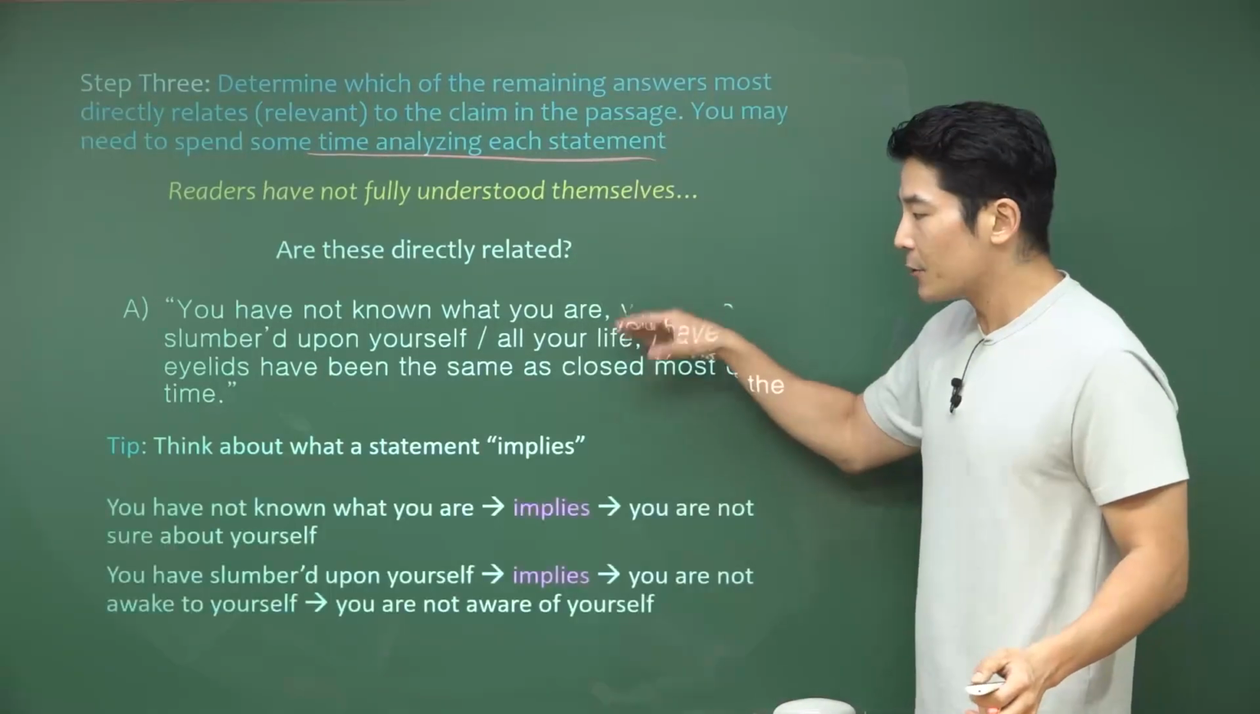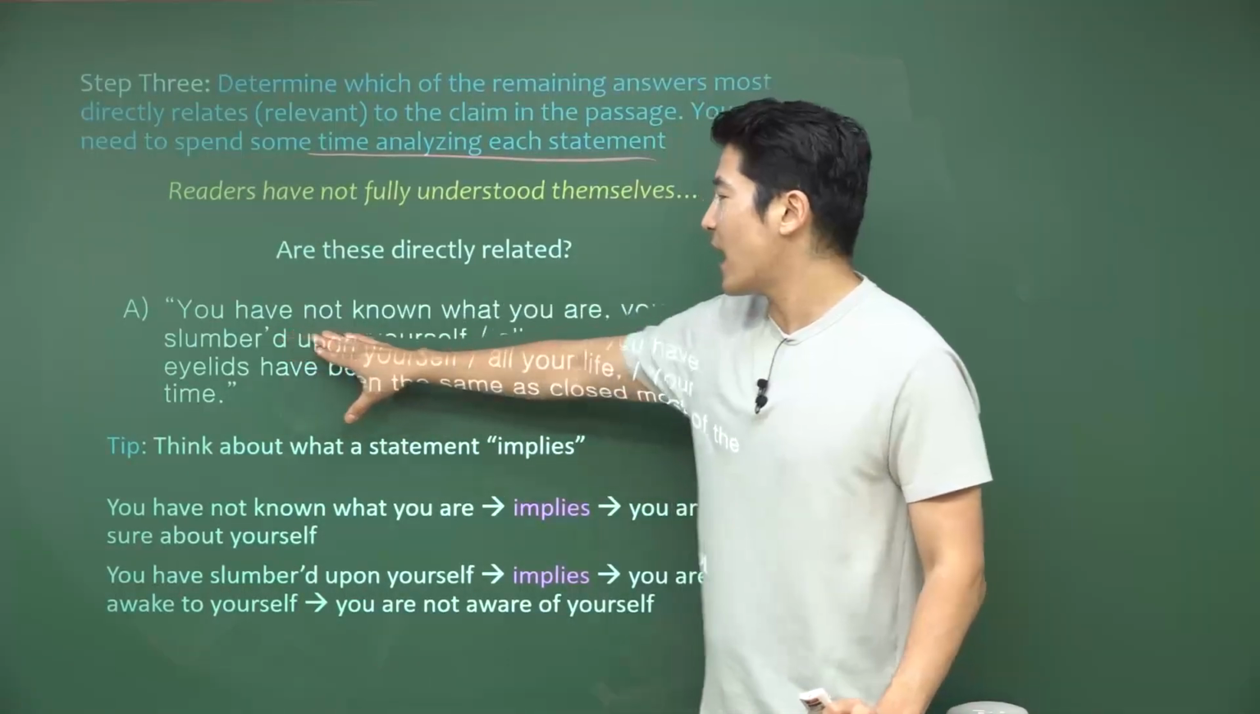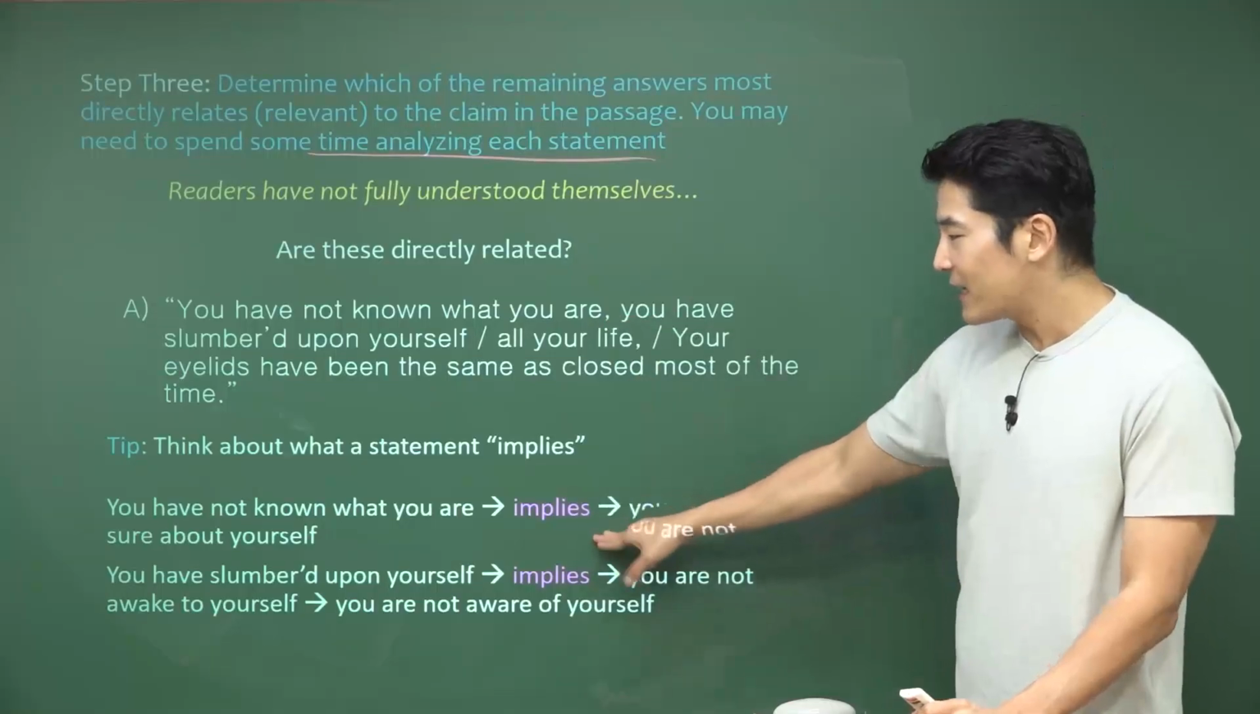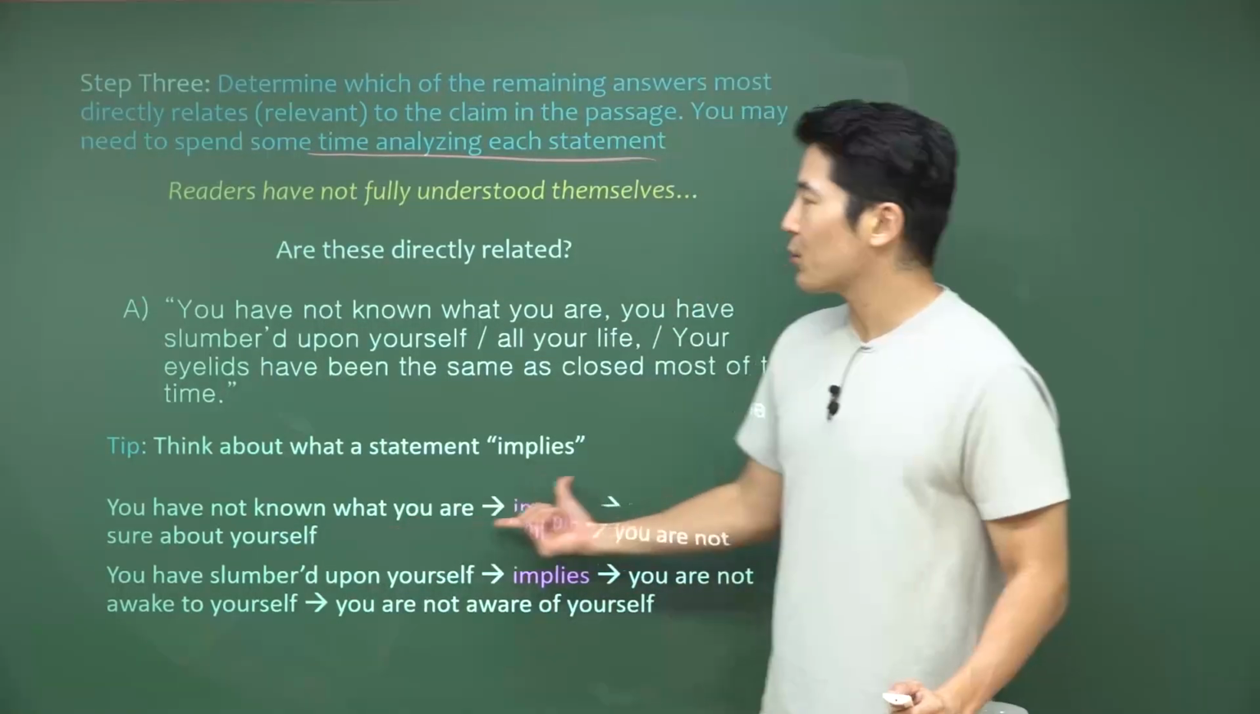So here, if we do this with the answer choice, when we say you have not known what you are, that could imply that you aren't sure about yourself, right? You aren't sure about yourself.